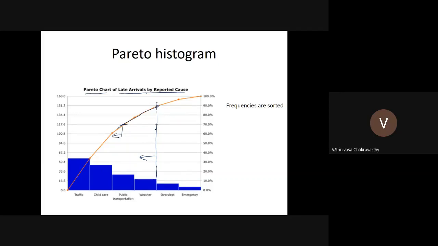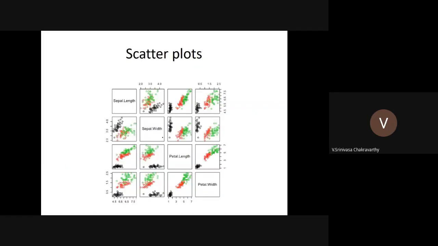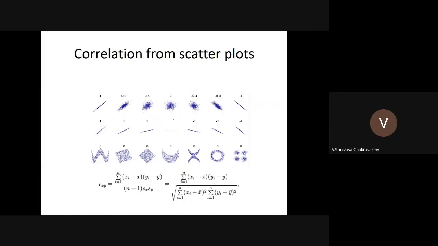So it's easy to diagnose a problem and then take some kind of effective action to prevent the problem, if you organize all your factors on some kind of prioritized basis, which is what the Pareto histogram does. So again, scatter plots we have seen already. Now let us look at correlation.